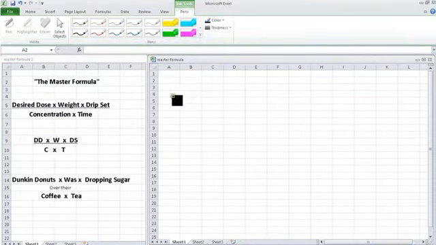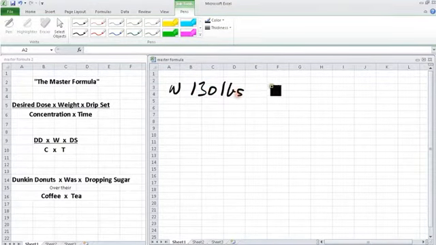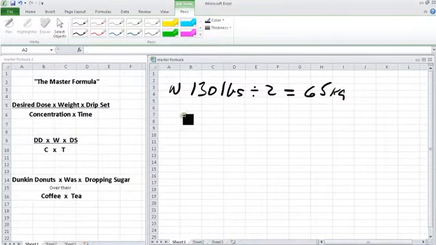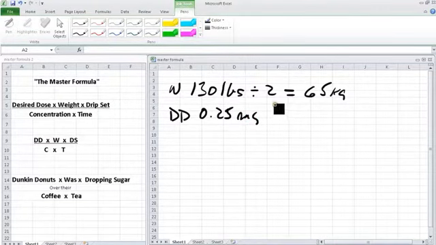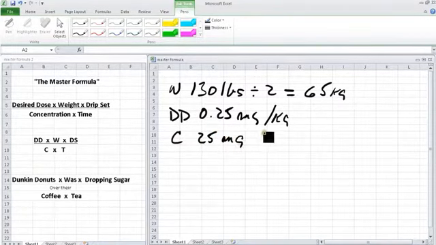All right. Our patient weight is 130 pounds. So that's 65 kilograms. Let's see, the desired dose, we want 0.25 milligrams per kilogram. And the concentration for this medication is 25 milligrams per 5 mLs.